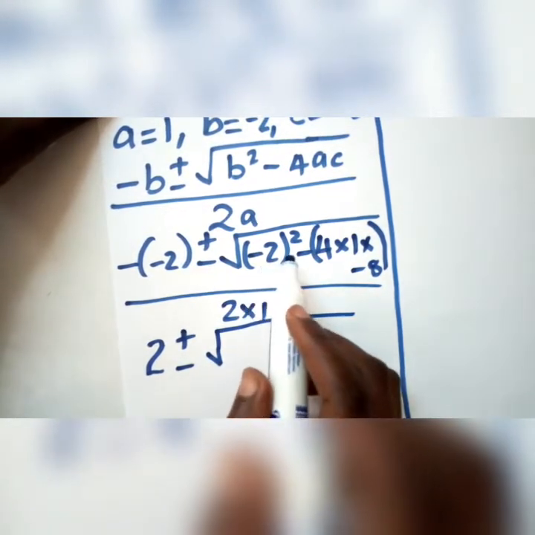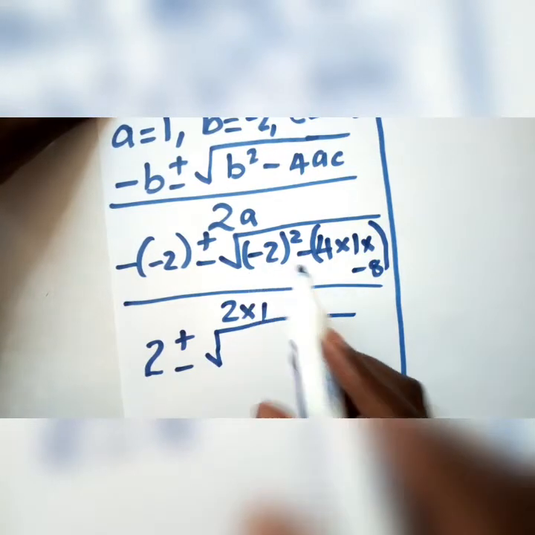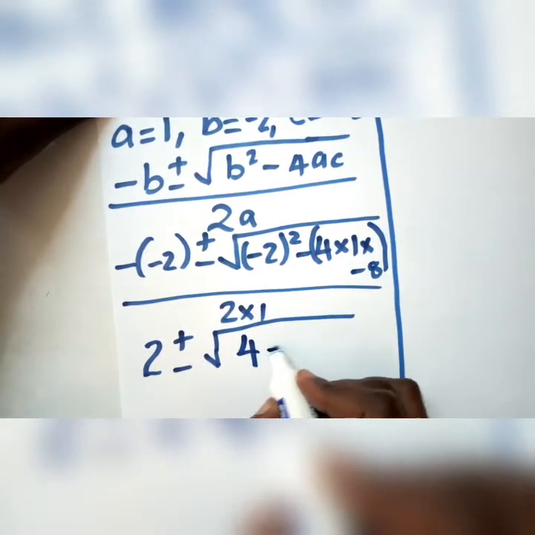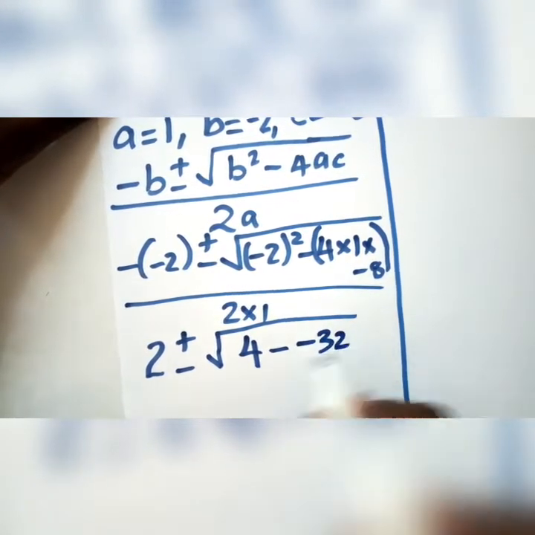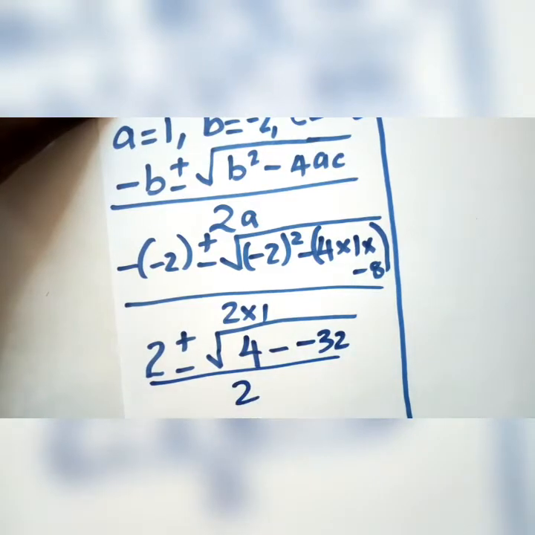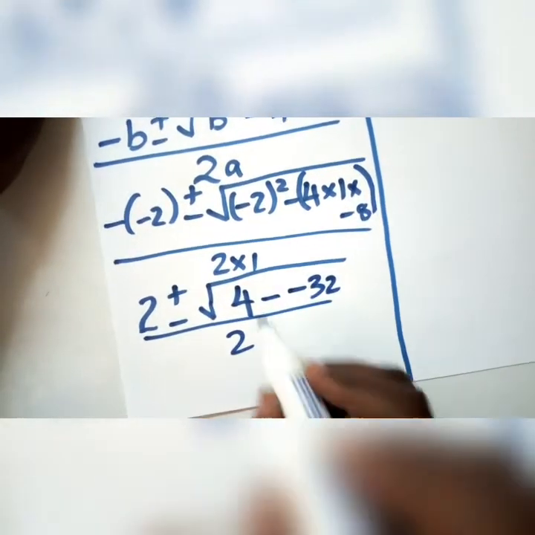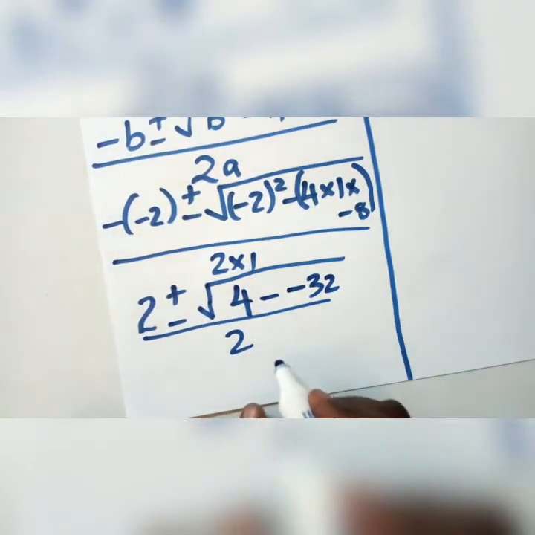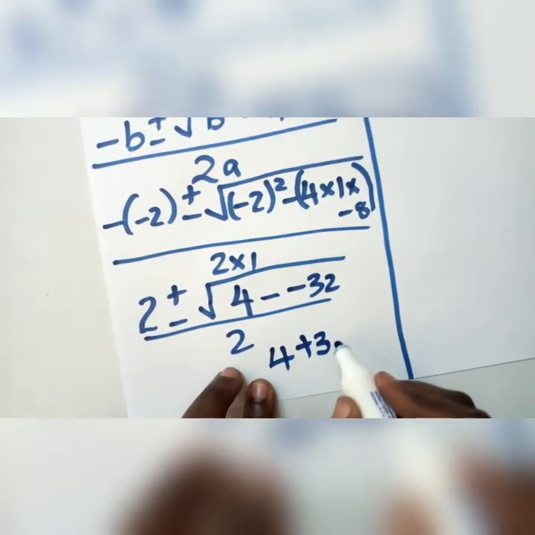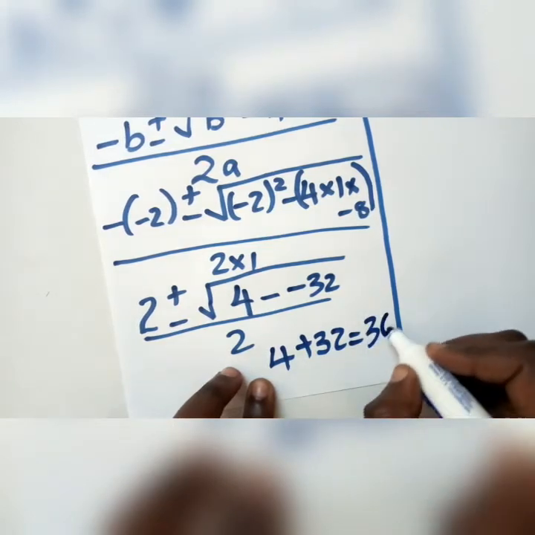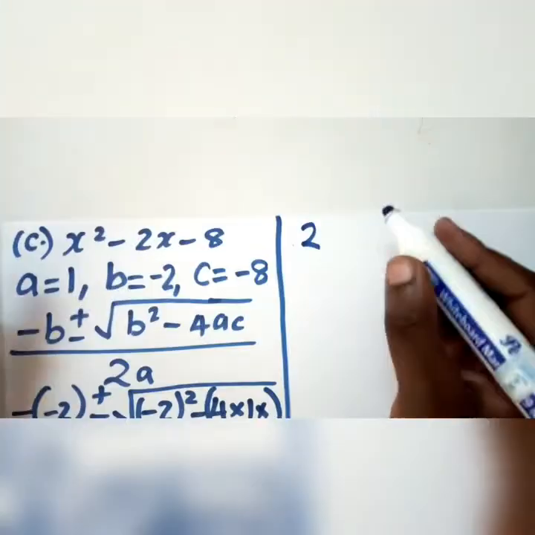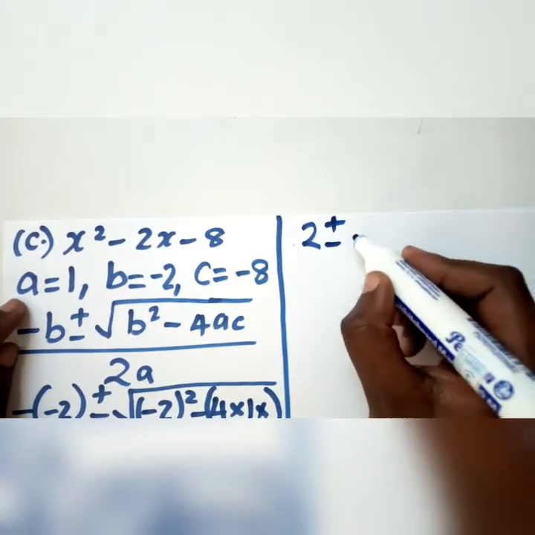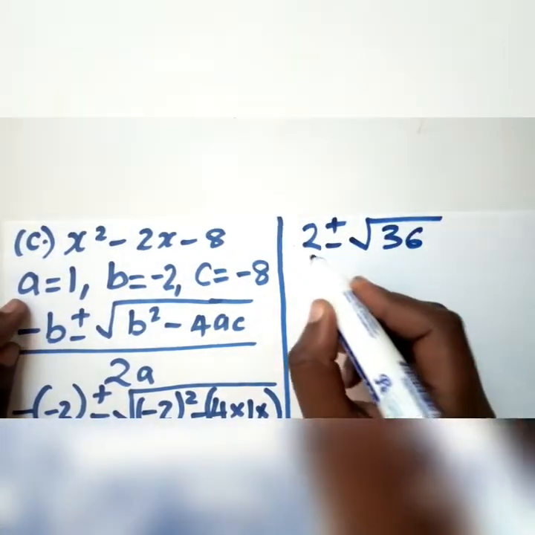So minus 2 squared is the same as minus 2 times minus 2, that gives us 4. Then we have minus 4 times 1, that's 4. 4 times minus 8, that is minus 32. Everything divided by 2. So you notice here we have 4 minus minus 32. That one becomes 4 plus 32, which is 36. So we are using 36. So we continue on top here. So we have 2. Okay. So 2 plus minus square root of 36 divided by 2.